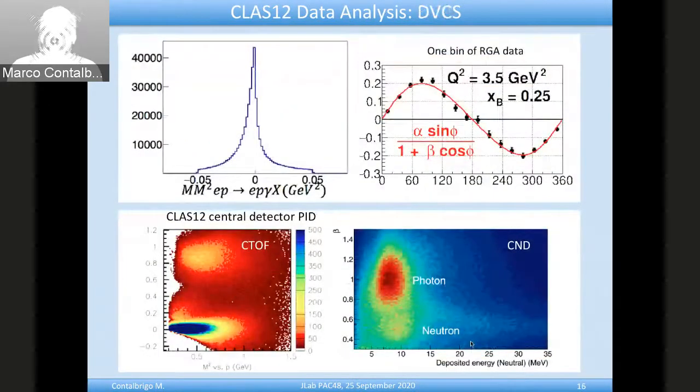Yes, for the exclusive channel, we have a central detector and we are able to connect the information between the two, the forward and the central. And in the bottom row, you see a particle identification of the central detector, and at the top right, plotted an example in one bin of our kinematical space of a clear DVCS asymmetry.